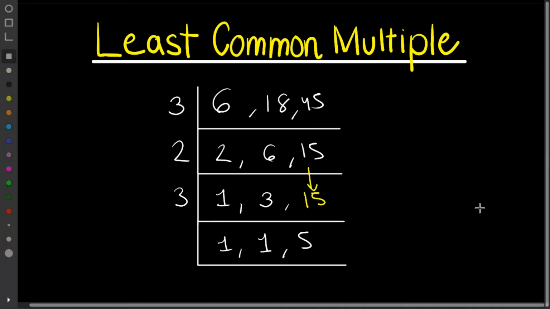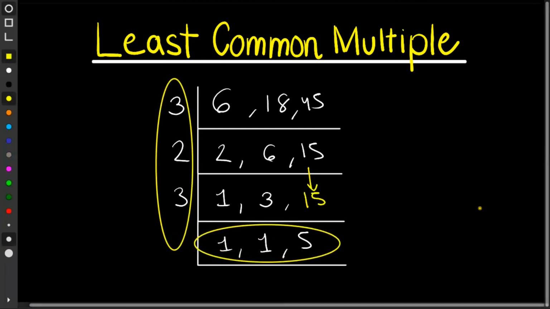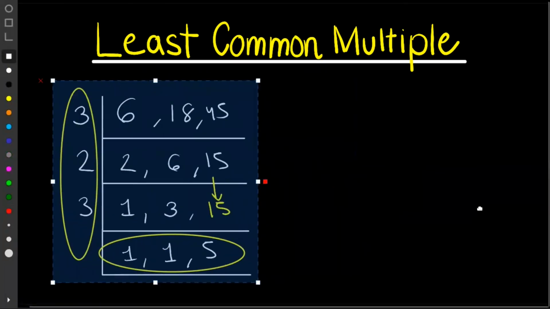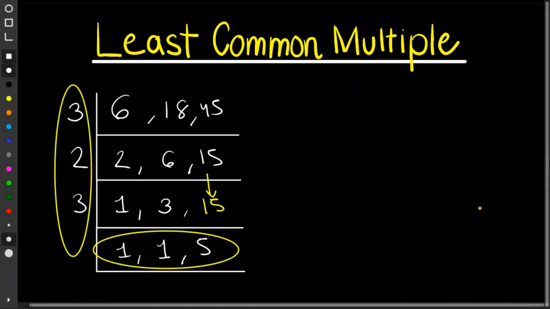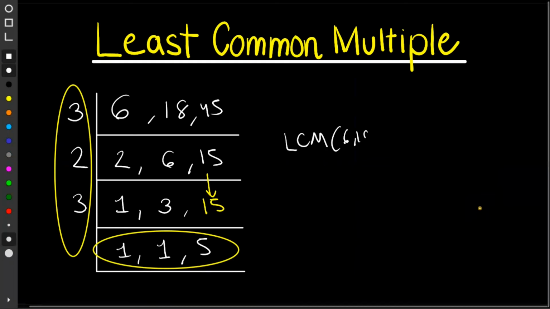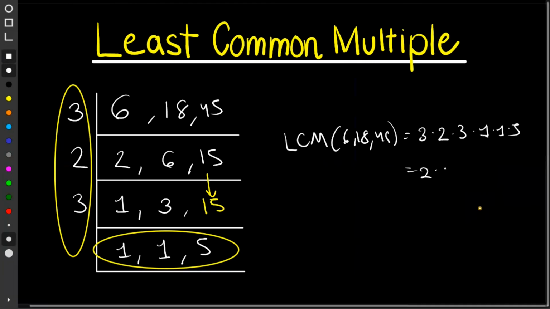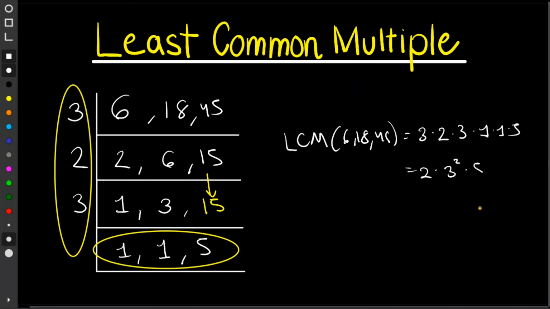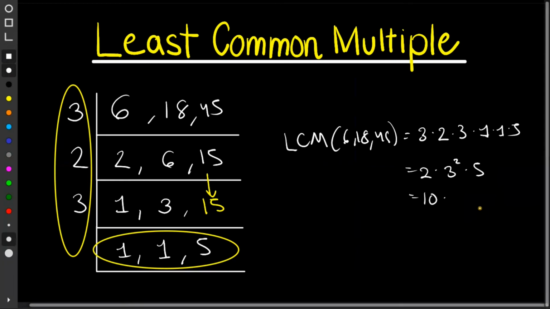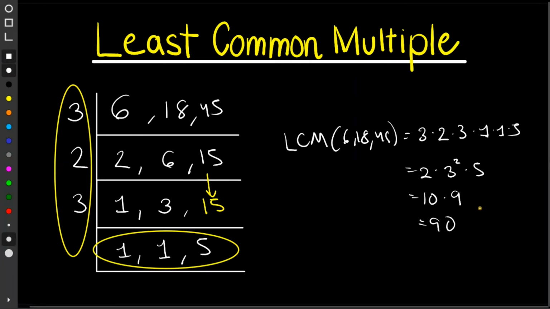So how do we obtain the LCM from this one? What we do is we multiply this part by this part, the left column and the bottom part. So let's do that. But first, let's move this out here. So now we can represent the LCM of 6, 18, and 45 as 3 times 2 times 3 times 1 times 1 times 5, or 2 times 3 squared times 5. 2 times 5 is 10, so we can write it as 10. 3 squared is 9, so 10 times 9 should give us 90.